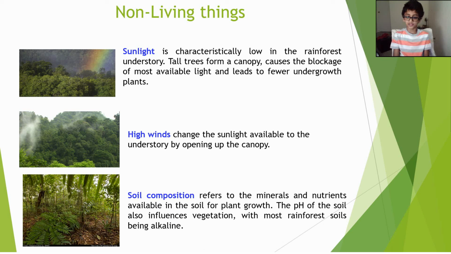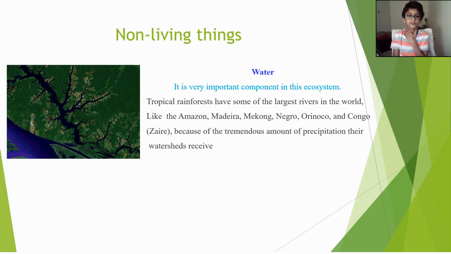Next, we have soil composition. It refers to minerals and nutrients available for plant growth. So many plants use minerals and nutrients to grow. Now we have more non-living things, and this is the most important non-living thing, I guess, on Earth.